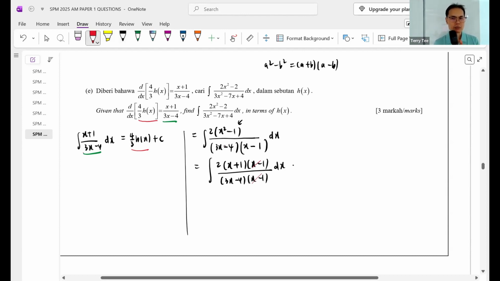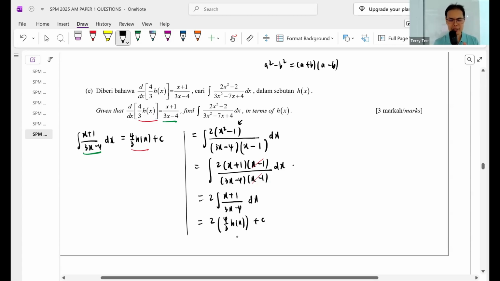Can you cancel this? Yeah? Can you take out (x minus 1)? Why would I take it out? Because you discover that, hello, this is exactly the same as this. We have to use the result, right? But there is a 2 outside. Don't bother about the 2. Copy the 2. You're left with 2 times 4 over 3 hx bracket plus c.